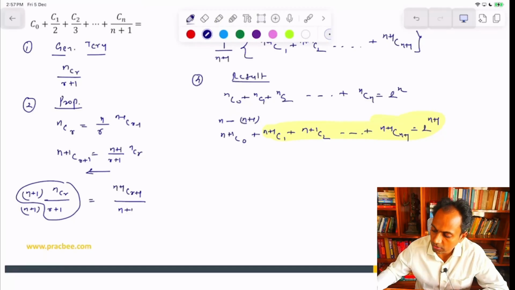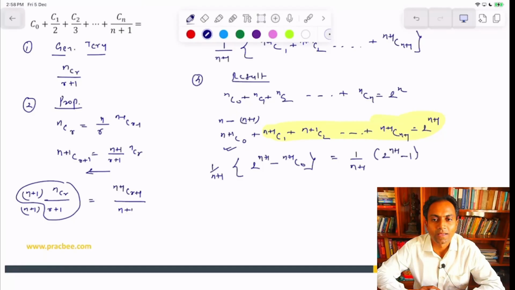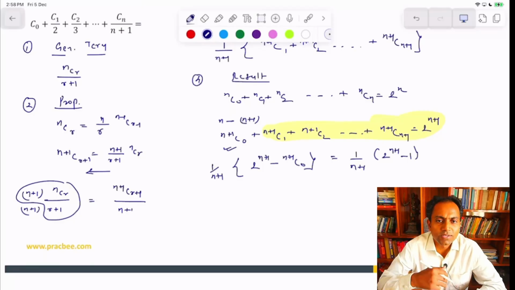So now you can clearly see that what I want fundamentally is the value of this part. So if I want to do that, I will have to take this n plus 1 C0 on the other side. So the answer of my series that is given in the question would be 1 upon n plus 1, 2 raised to the power n plus 1 minus n plus 1 C0. Which in turn can be written as 1 upon n plus 1, 2 raised to the power n plus 1 minus 1. That is the answer to this question. Now in this case, there is no shortcut that can be used. You will always have to go through the standard 4 steps that we discussed earlier.